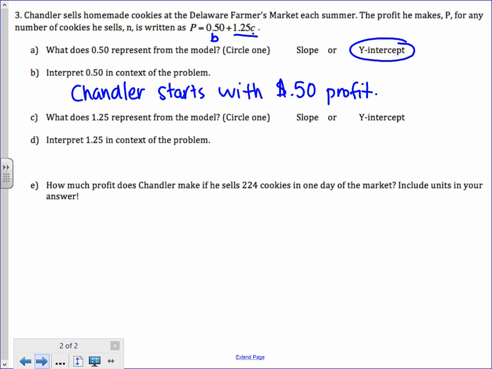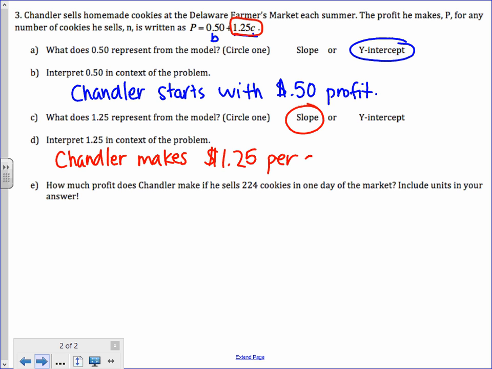Now, what does the 1.25 represent in context? Well, we said the 1.25 was tied to the variable. That's the slope in slope-intercept form, the number that's next to the variable. C is the number of cookies he sells. So we have 1.25, that means he's going to sell each cookie for $1.25. So Chandler makes a profit of $1.25 per cookie he sells. Not bad.